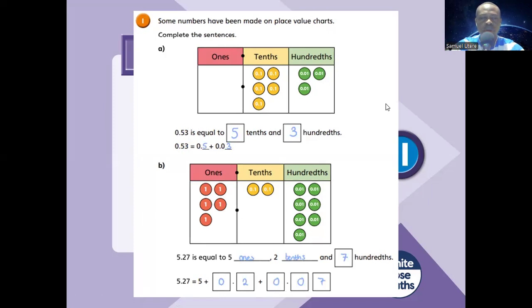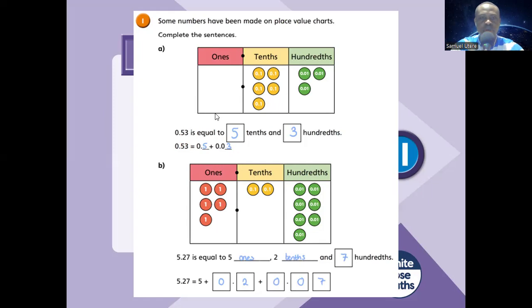For question 1, you were asked about some numbers that have been made on place value charts. On the place value charts, you need to complete the sentences. Of course, take note that this will be equal to 5 tenths and 3 hundredths. You can see the counters there.